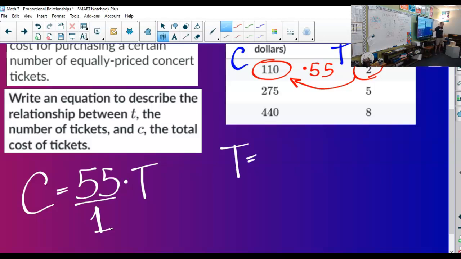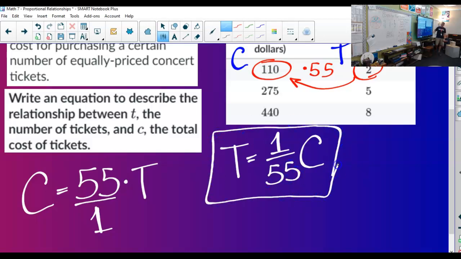So if I want to write the t equation, if I want to swap my variables, what else do I have to do? Like we just did on the last one, if the variables trade places, say it. Say it. The fraction needs to flip. And this would be t equals 1/55th c.